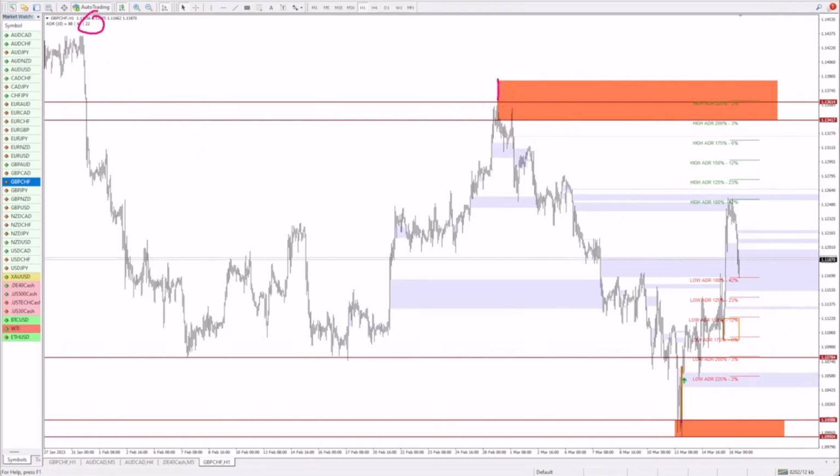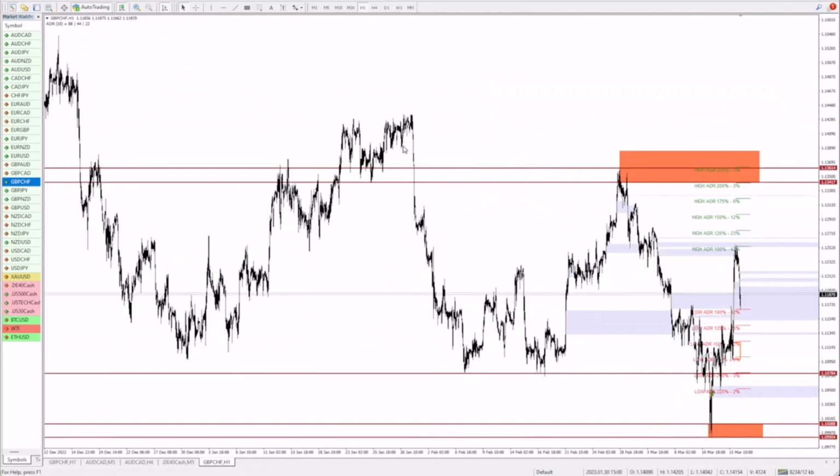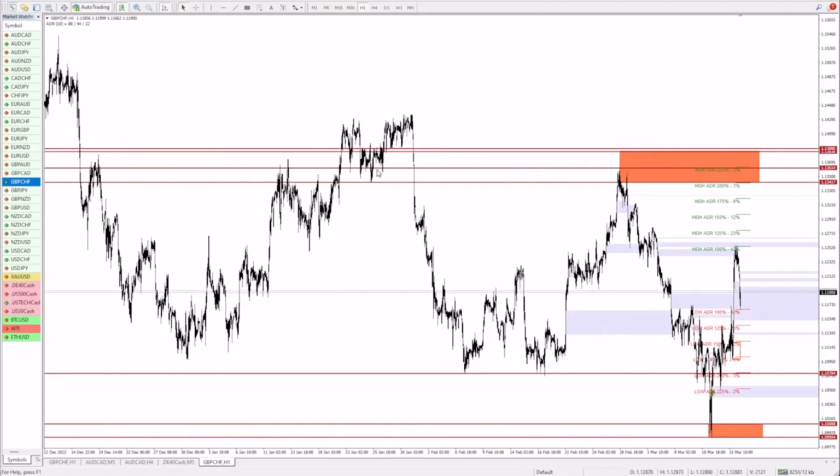And the other thing I would say is when you're doing these zones, look left. Draw a line on the top of this and look left. Look at these wicks here. If we're going to break this level and push higher, where do you think we might find resistance? A level that has been tested multiple times in the past. So we've got this level here as well.